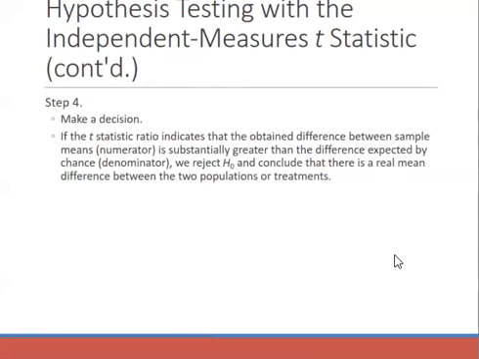Your next step is to make a decision. Again, this is just like you did with the single sample t-test. If the t-statistic indicates that the obtained difference between the sample means is bigger than the denominator, than that expected by chance, we reject the null hypothesis and conclude. Remember here, the null hypothesis is that there's no difference between the means. So if we reject the null hypothesis, we conclude that there is a real mean difference in the population means. If we fail to reject the null hypothesis, we conclude there is no difference.